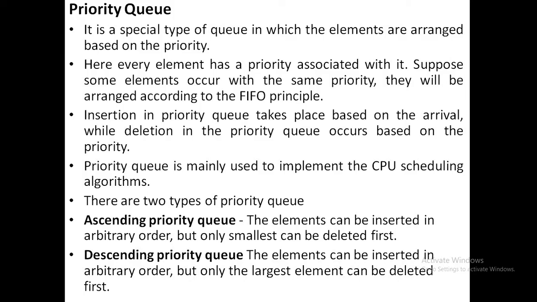Priority queue is mainly used to implement the CPU scheduling algorithms, and there are two types of priority queue, ascending priority queue as well as descending priority queue. In ascending priority queue, the elements can be inserted in an arbitrary order, but only the smallest element can be deleted first. Similarly, in descending priority queue, the elements can be inserted in arbitrary order, but the largest element can be deleted first.